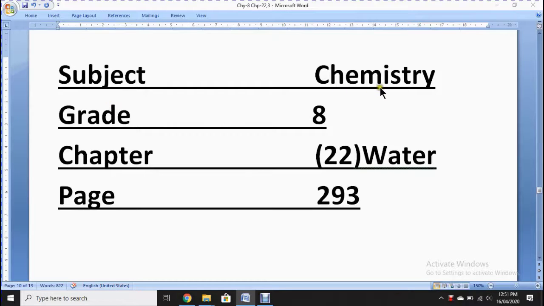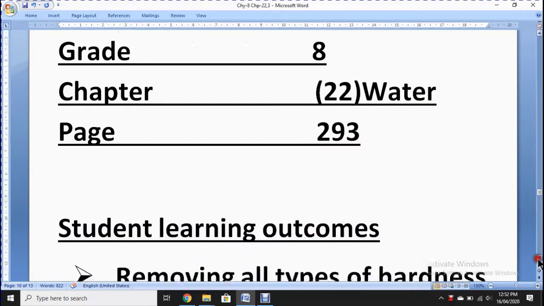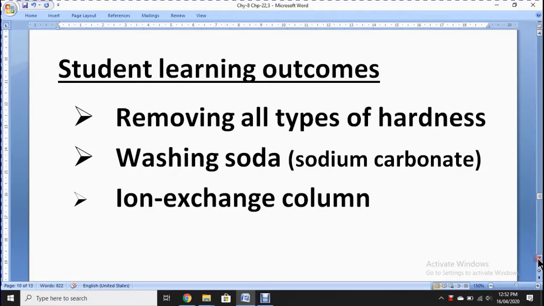Subject: Chemistry, Grade 8, Chapter number 22, Water. Page number 293. First let's see the student learning outcome, or the objective of the lesson that inshallah we will discuss today, and try to understand all of them one by one.